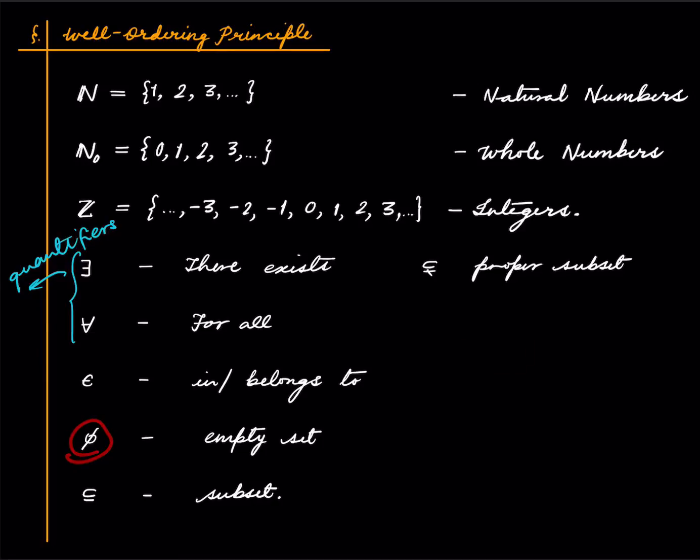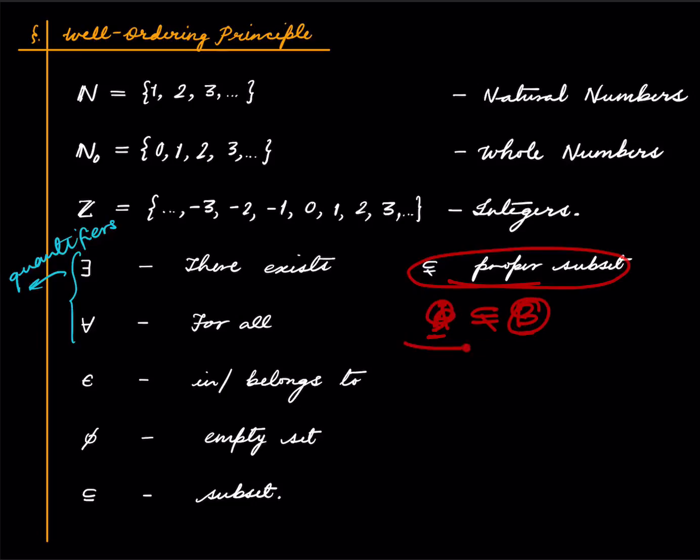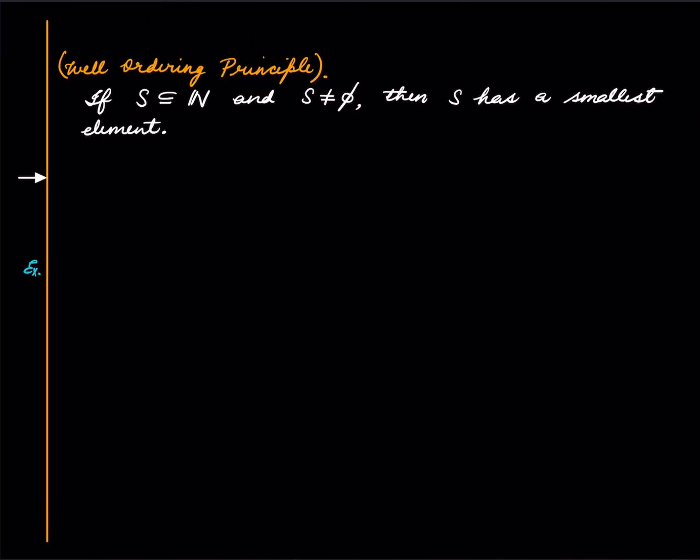This is the notation for the empty set, and this is the notation for subset, so we may write A subset of B. This is the notation for proper subset, so when we write this, we mean that A is contained in B, and there is some element in B which is not in A, so it's a proper containment. Alright, great. So what is the well-ordering principle?